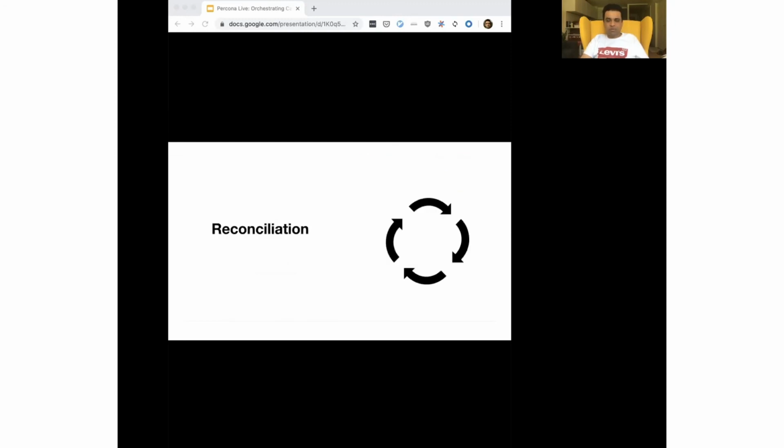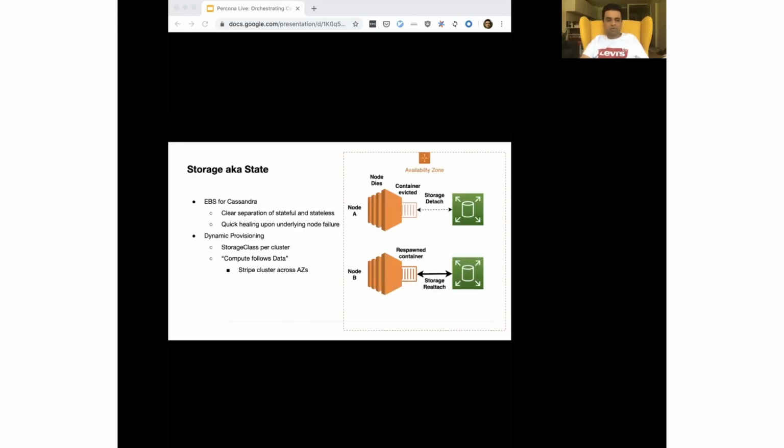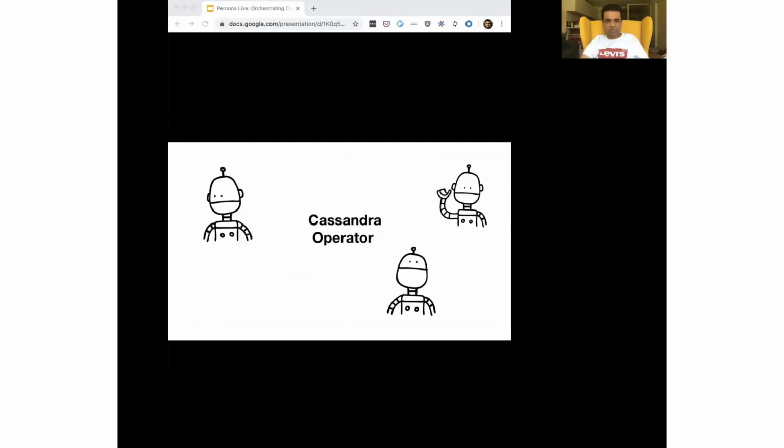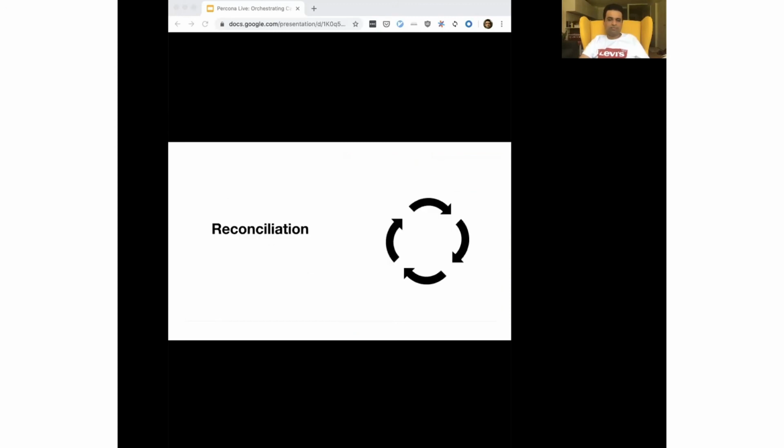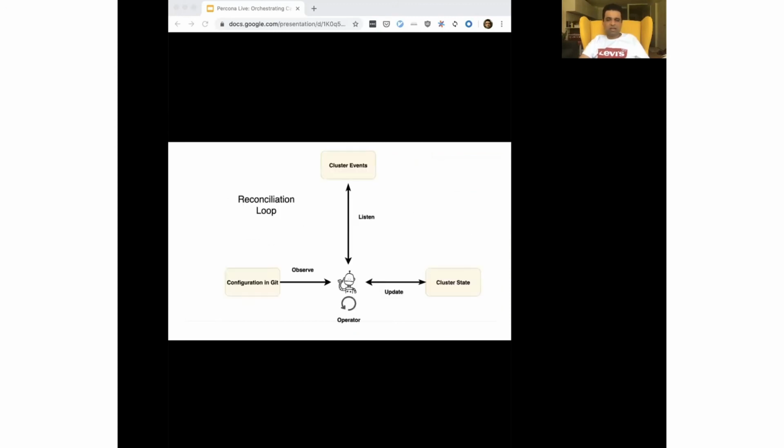So having spoken about the operator and the storage, we saw what the operator is, we looked at what is in the pod, we looked at the state. So let's put it all together. What is a reconciliation? Reconciliation can be defined as, you have two states, state A and state B. State A is where you are, state B is where you want to be. And taking you from state A to state B is the job of the reconciliation. It brings the two states together.